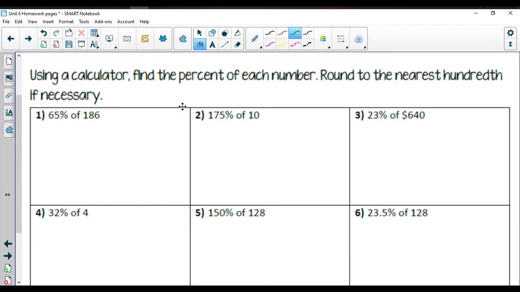So from our lesson today, what we're going to do is we're always going to change our percents to decimals because that's the easiest way of dealing with it. Of reminds us to multiply. So in this first one, we're just multiplying these. That gives us 120.9 here.